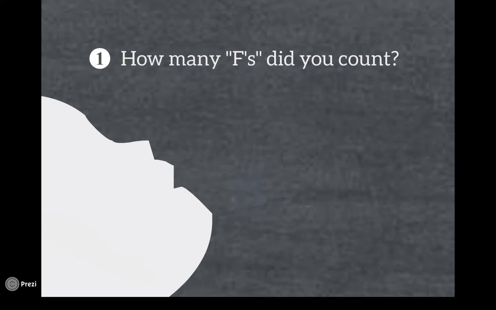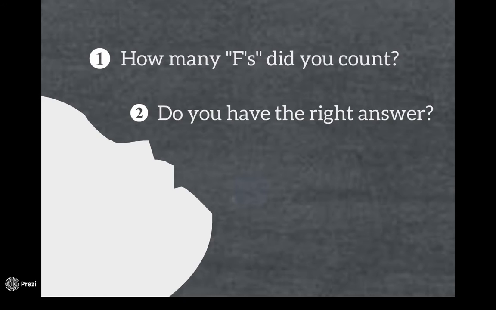And how do you know if your answer is right? How could different people have counted different number of F's in the same exact sentence? Do you think you have the right answer? How sure are you? Are you willing to bet on it?